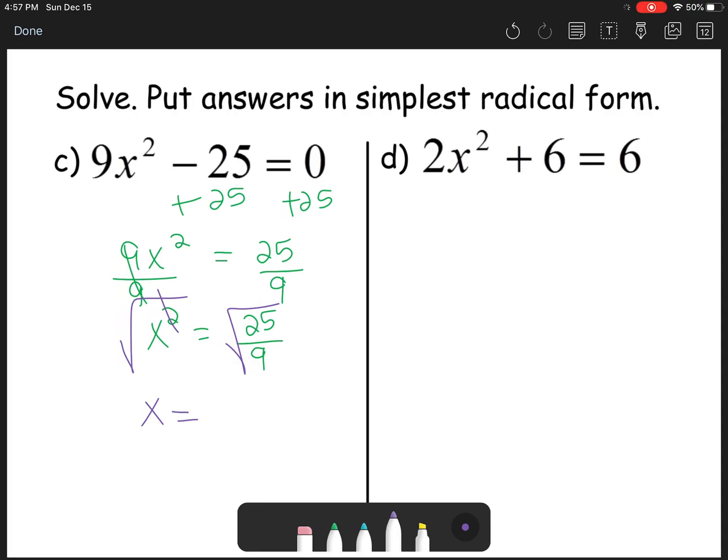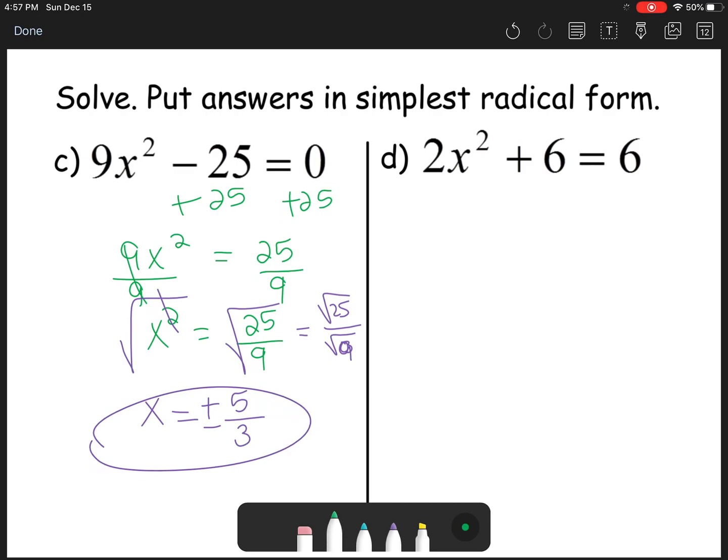Square root of 25 divided by 9. Remember, we could pull that apart, and we could figure out, well, what's the square root of 25? What's the square root of 9? The square root of 25 is 5. The square root of 9 is 3. So x equals plus or minus 5 divided by 3.